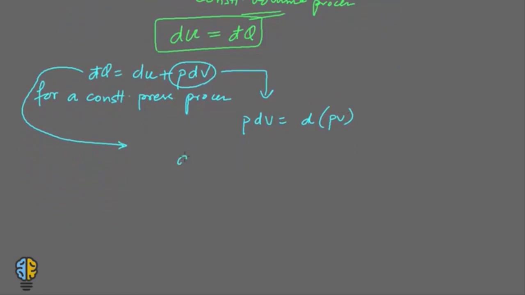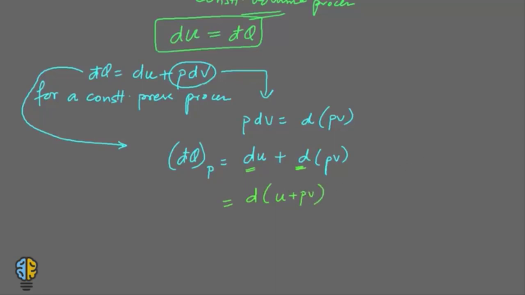I would get the heat exchange at constant pressure is equal to du plus d(pv). So this is something that we get. Now let's work on this further. Let's take the d as common. So you will get d of u plus pv.